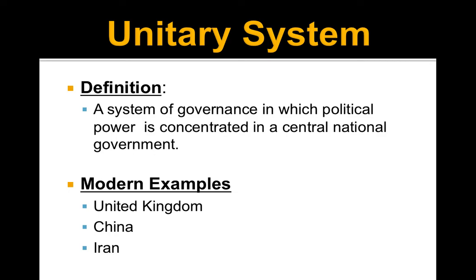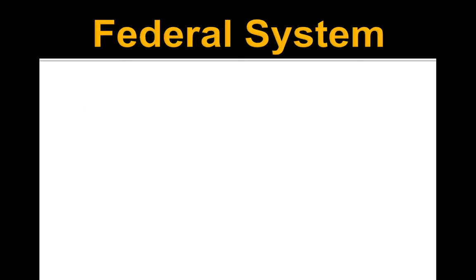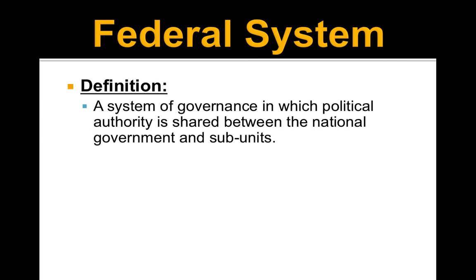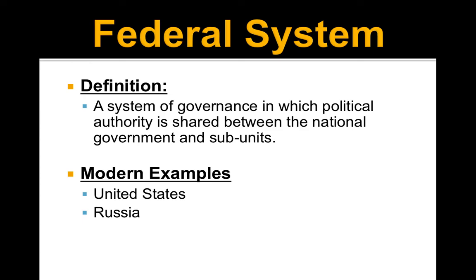Just because it's a unitary system does not tell you if it's a parliamentary or a presidential system, and I want to make that clear. So, unitary system of government: power centered at the national government level. A federal system is a system of governance in which political authority is shared between the national government and the subunits. Of course, we've just talked about the Constitution of the United States as a perfect example of a power-sharing relationship between the national government and the subunits. Modern examples: United States, Russia, Mexico, Nigeria, to name a few.